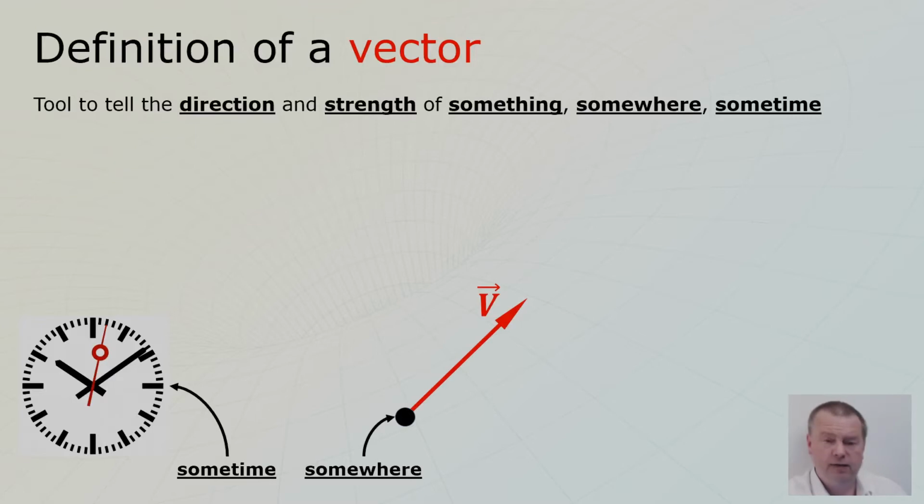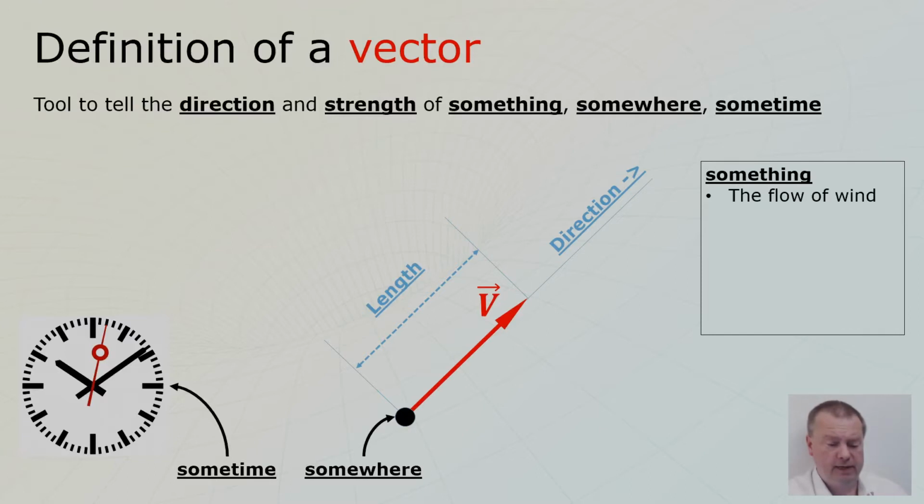Here we see a vector colored red. And mathematicians usually give it a letter, here the V for vector, with a little arrow on top of it to indicate it's a vector. It has a length and it has a direction. So now we know the direction, the strength, which is equal to the length. We know the sometime, we know somewhere. So all that's left is something.